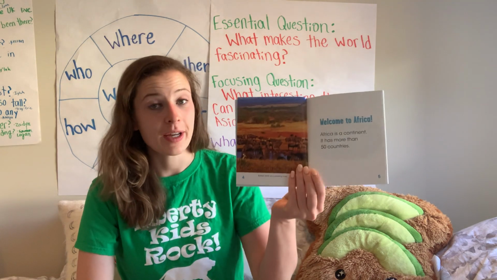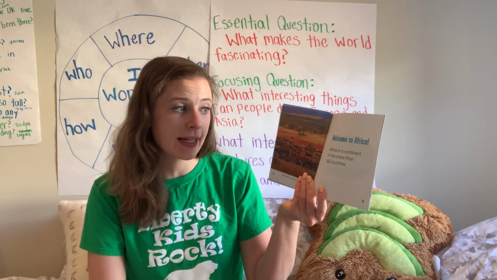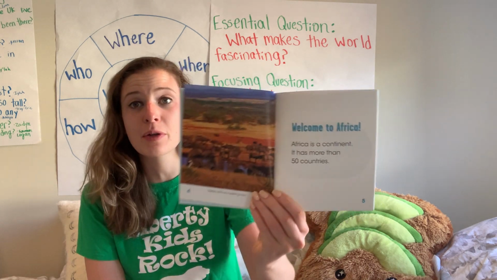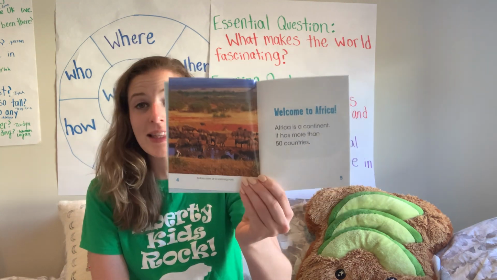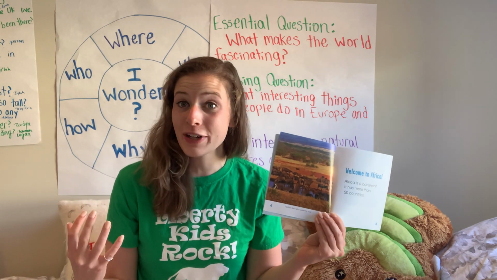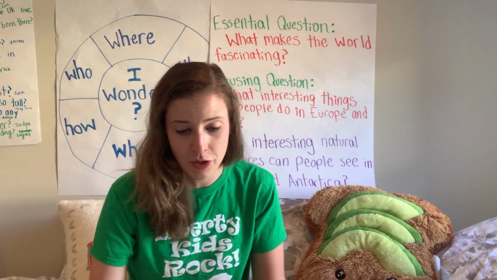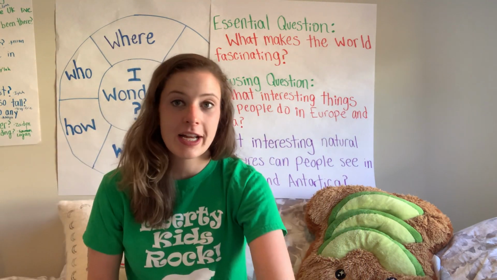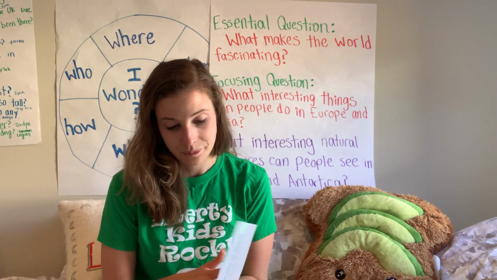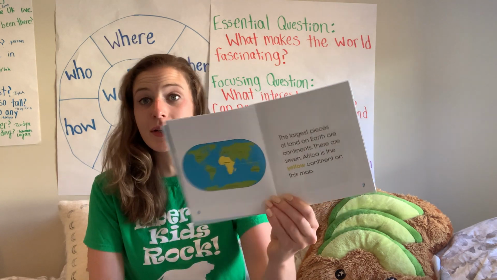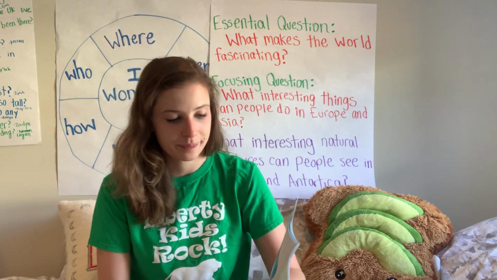All right, welcome to Africa. Africa is a continent. It has more than 50 countries. Wow, so that's already something super different than the continent we learned about yesterday, because Antarctica had no countries, but Africa has over 50 countries. So again, I will show you. Here is Africa on that larger map. The largest pieces of land on Earth are continents. There are 7. Africa is the yellow continent on this map.